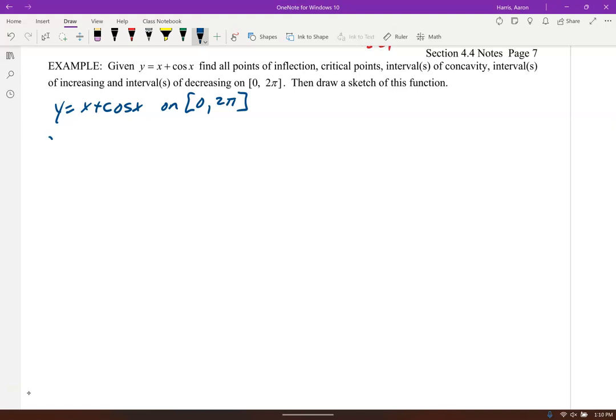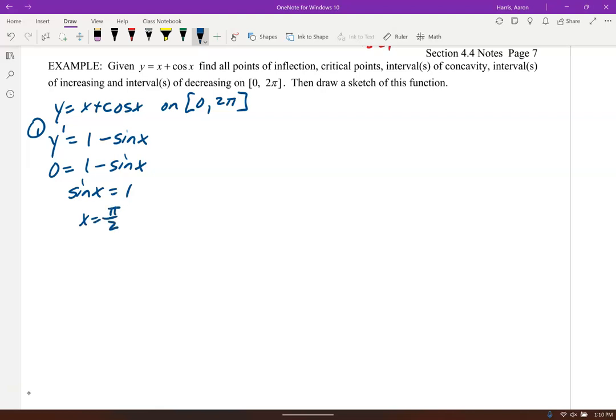Okay, so let's go ahead and run the first derivative, number 1. Let's go ahead and find the derivative. Derivative of x is 1. Derivative of the cosine is negative sine. So 1 minus sine. Where is it undefined? Nowhere, but where is the derivative equal to 0 to find our critical number? Add sine to both sides. The sine of what is 1?